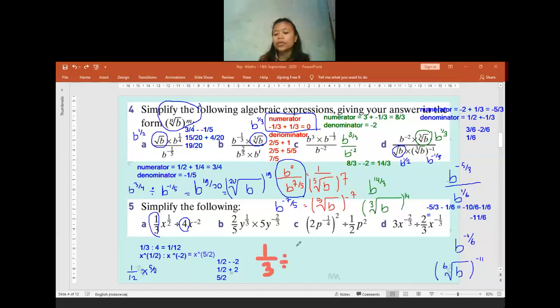Remember, when it is a division, you can change it into a multiplication. So here, you can make it into 1 per 3 times 1 per 4. So 1 times 1 equals 1, and 3 times 4 equals 12. That's why I got 1 per 12.